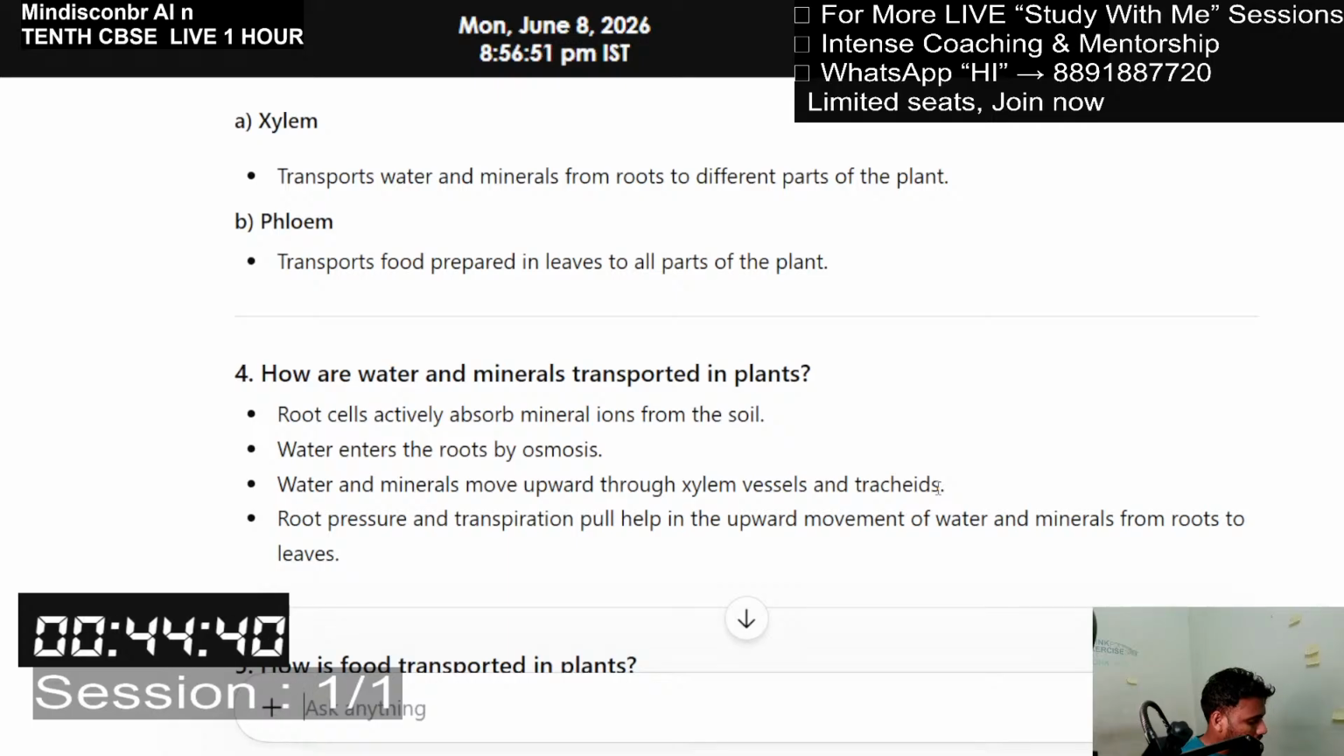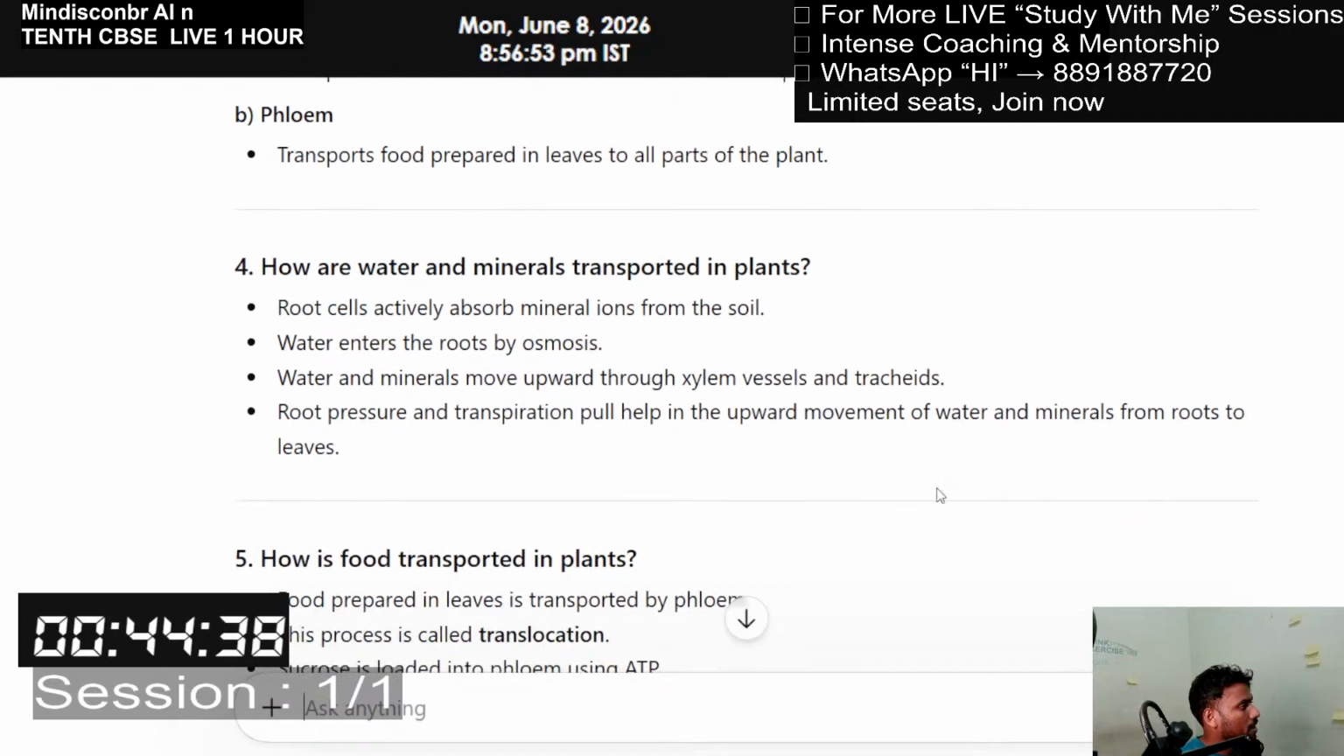How are water and minerals transported in plants? Root cells actively absorb mineral ions from the soil. Water enters the root by osmosis. Water and minerals move upward through xylem vessels and tracheids. Root pressure and transpiration pull help in the upward movement of water and minerals from roots to leaves.